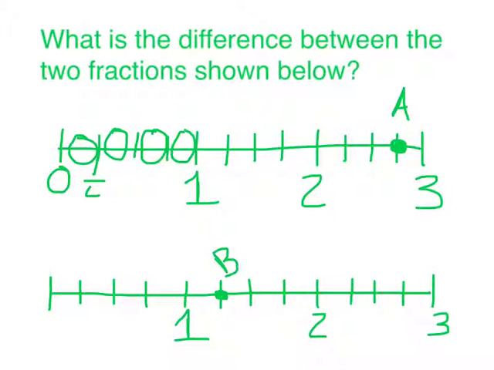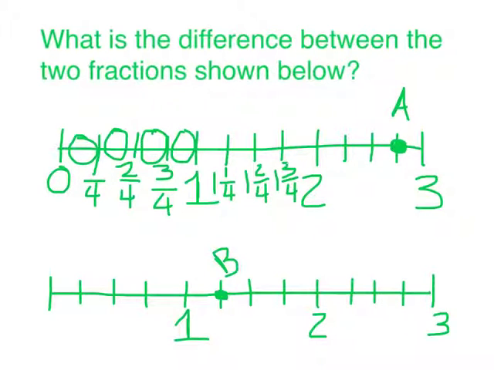This would be 1/4, 2/4, 3/4, and then 1. This would be 1 and 1/4, 1 and 2/4, 1 and 3/4, and then 2. This would be 2 and 1/4, 2 and 2/4, 2 and 3/4, and then 3. So fraction a is at 2 and 3/4. Let's look at fraction b.